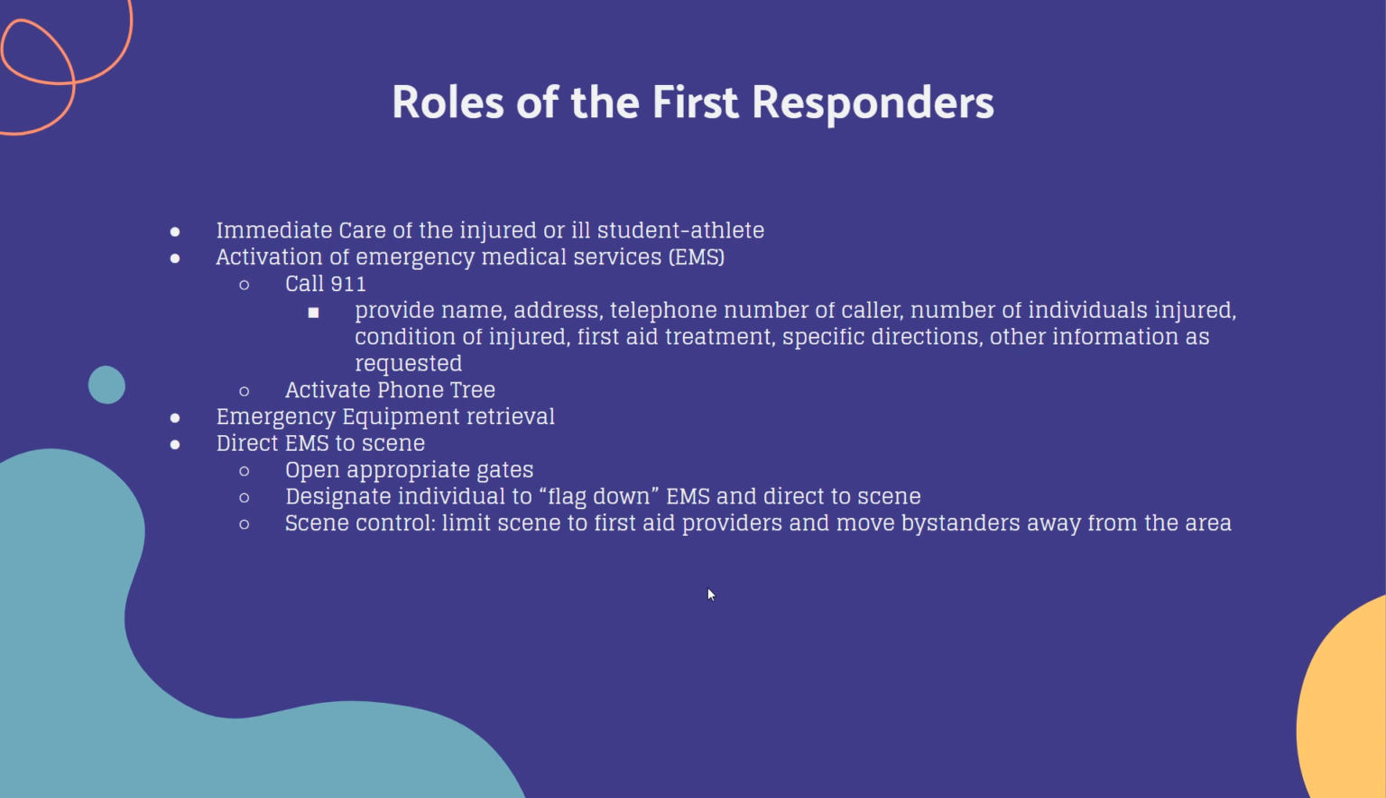Here are the roles of the first responders. The first thing is we obviously need to care for the injured or ill athlete. We need to call 911 and provide all the information for them, and activate the phone tree, which means if the athletic trainers are not there, that's going to be the first call of the coaches. Get us there, and then we'll start calling parents and all of that type of stuff. Then we want to get the emergency equipment for the athlete, anything that we need, like an AED or splints. And then somebody to direct EMS to the scene, including opening gates, flagging down the EMS, and controlling the scene so we can get the responders to the athlete and help get bystanders away.